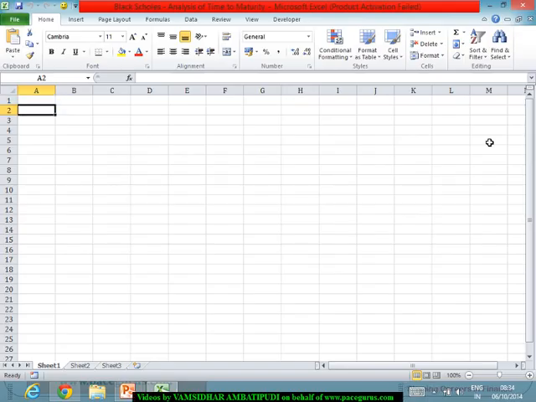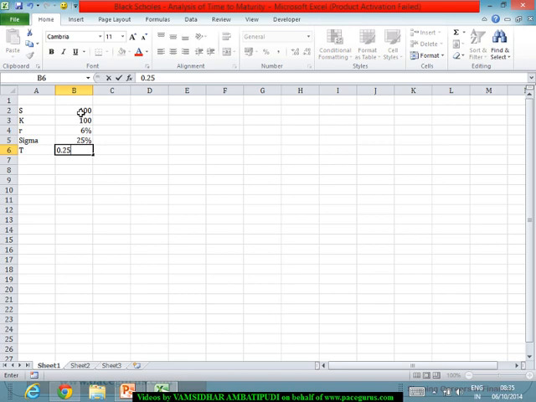So let me create a simple Black-Scholes scenario by taking some current stock price, the strike price K, the risk-free rate of return, the volatility, which is sigma, and finally the time to maturity. Let me assume that the current stock price is 100, the strike price is also 100. Let's say the risk-free rate is 6%, the volatility is around 25%, and we are talking about a 3-month option. Just for taking some numbers, I have taken these.